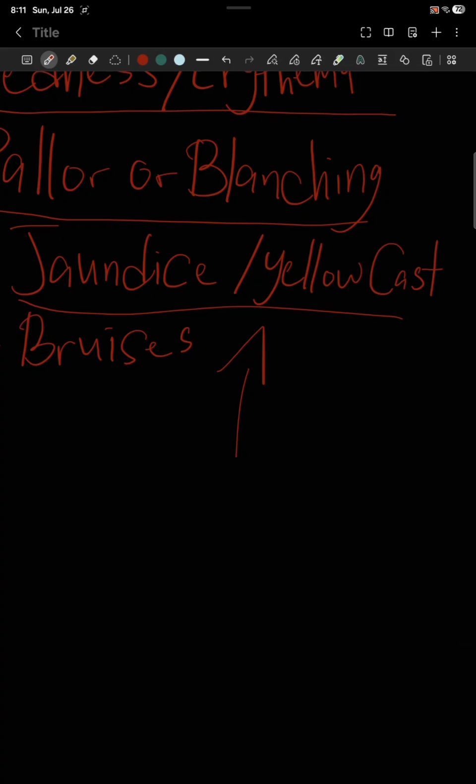So mostly ilahang skin tone is yellow kay tungod na sila liver disorder.